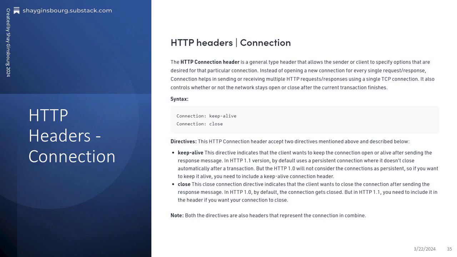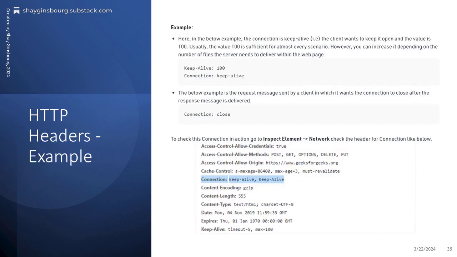Close. In HTTP 1.0, by default, the connection gets closed after a transaction. However, in HTTP 1.1, you need to include Connection: close in the header if you want your connection to close. Note, both directives are also headers that represent the connection in combination. Let's learn more by looking into an example, as follows.